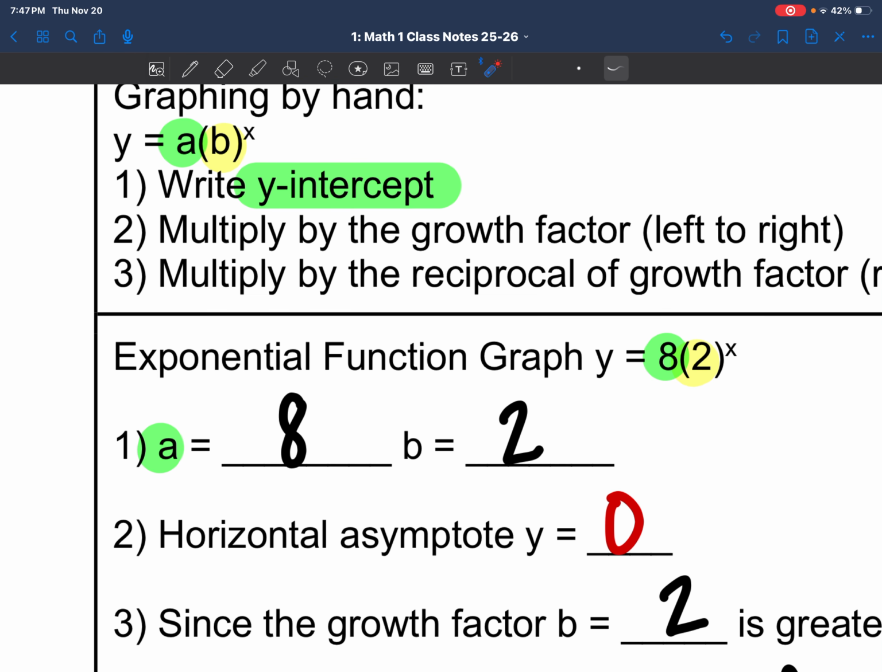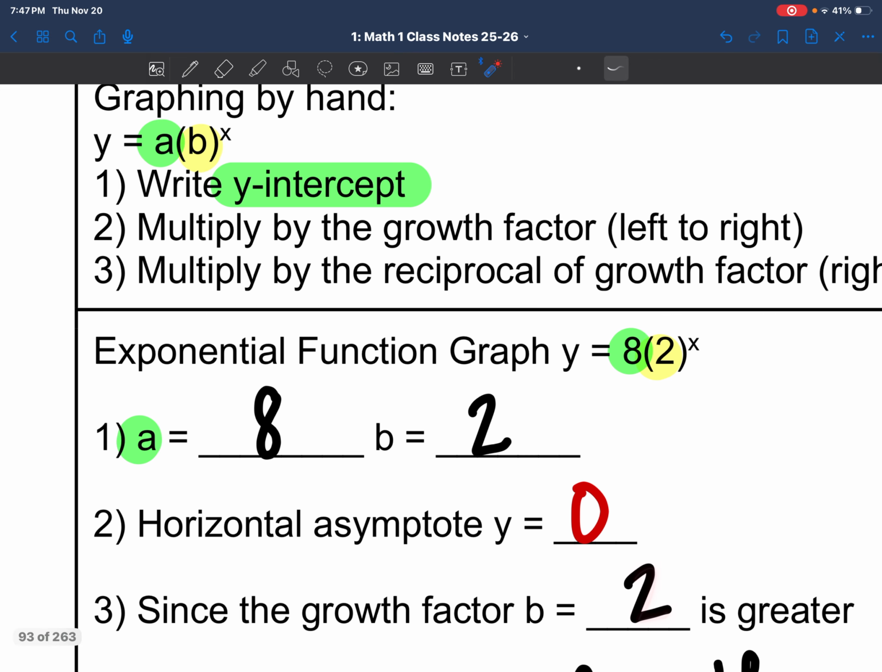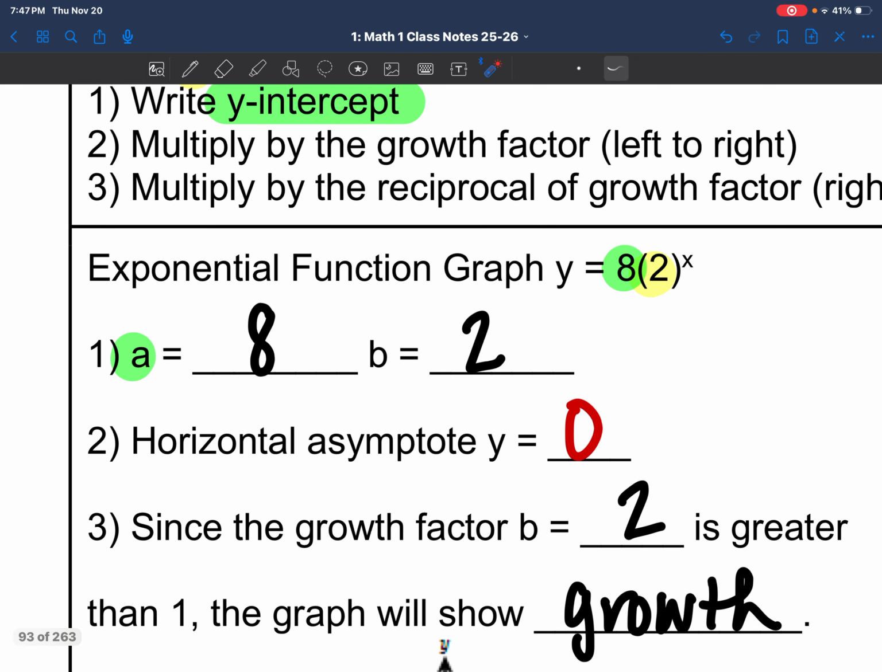All right, so let's start with this first one. Looking at this equation, your y-intercept is your a value, and I color coordinated it for you. So a is your y-intercept. Our graph is going to cross the y-axis at 8. Your growth factor is 2, and since this growth factor 2 is greater than 1, it is going to show growth. So it's going to get bigger. Your horizontal asymptote is y equals 0, so you're going to put that in there.